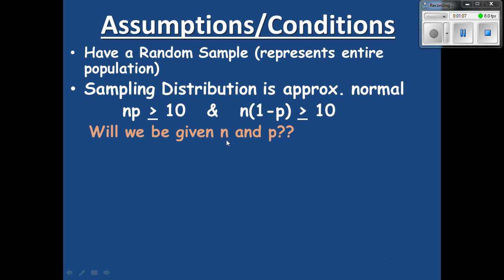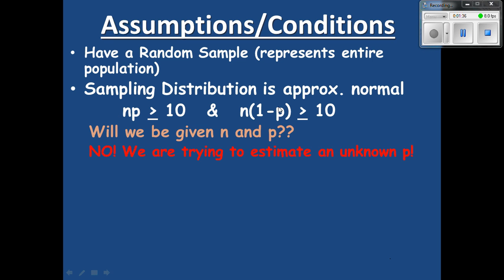So n, of course, is sample size, and that should be given to you. Are we going to know p? Think about p: it's the parameter, the population's proportion. If we think about last chapter, we knew p. They would say, suppose the population percentage is 0.6 or whatever. In this chapter, we don't know p. Remember, we're trying to estimate p. We're trying to come up with an interval to estimate p. So in this case, we don't know p.